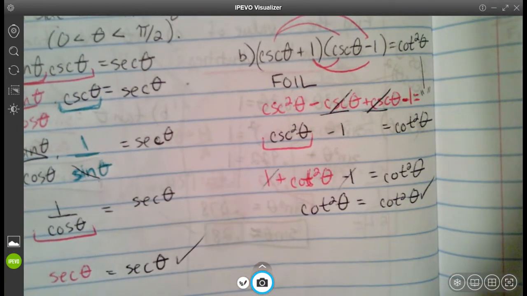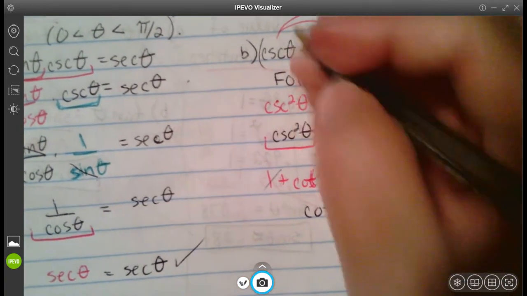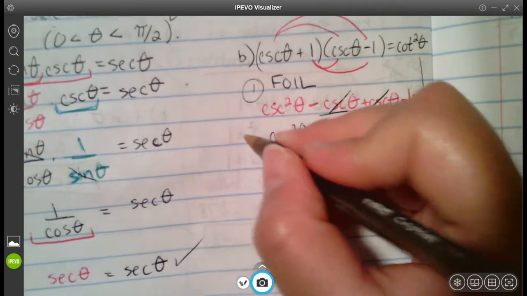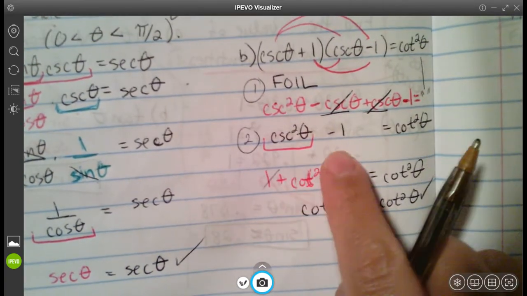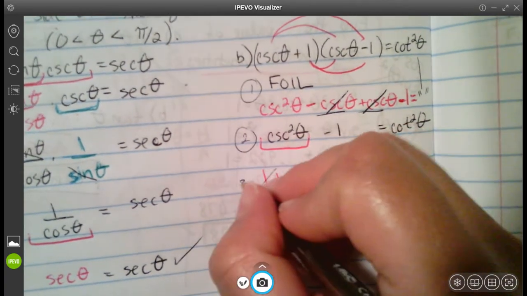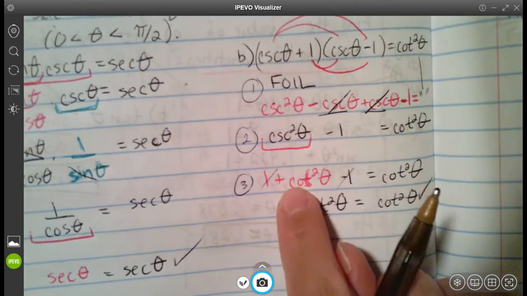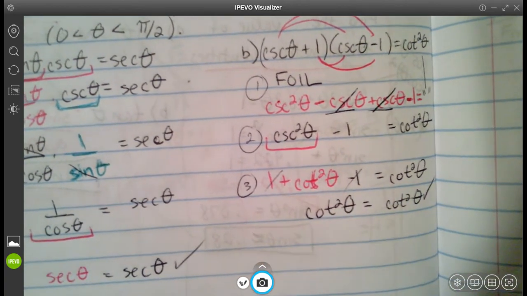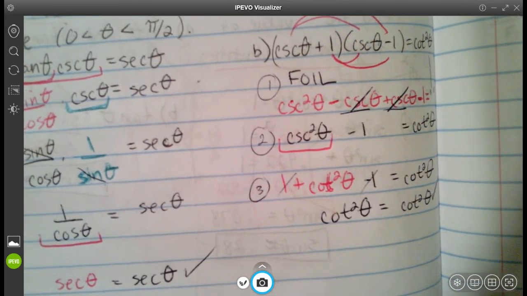And we're done. You wanted to do this in steps. This was step number 1, to FOIL it. Step 2 is just to rewrite it. And then step 3 was to rewrite this in terms of the identity, get rid of the ones, and we're done.